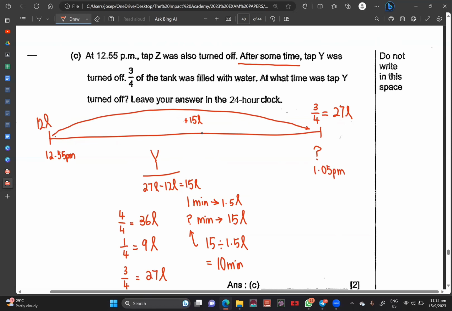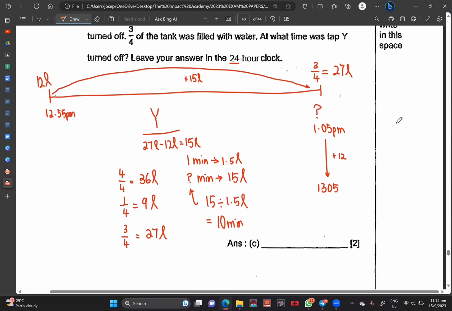But the question is not asking you for the 12-hour clock. The question says 24-hour clock. You just remember, for 24-hour we always plus 12. If I want to go from 24-hour clock to 12-hour clock, I minus. Over here, you will then get 1305. You don't need PM anymore, and you don't need the dots. You just need to write down the numbers. Therefore, for this question, your answer is 1305. That means at 1:05 p.m., tap Y was turned off.